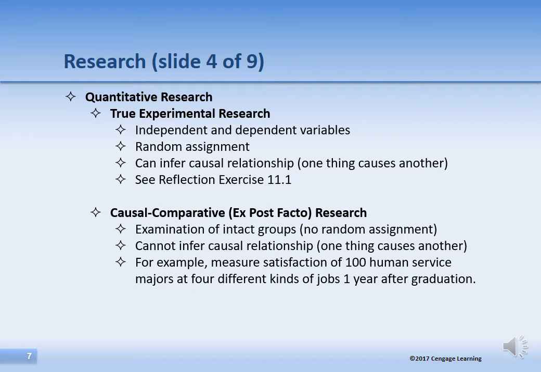In the causal comparative ex post facto research, there's an examination of intact groups. So there's no random assignment of the subjects to specific groups. You cannot infer causal relationships, and this is mostly due to some assumptions that need to be met before we can look at causal relationships, including random assignment. An example is to measure the satisfaction of 100 human service majors at 4 different kinds of jobs 1 year after graduation.